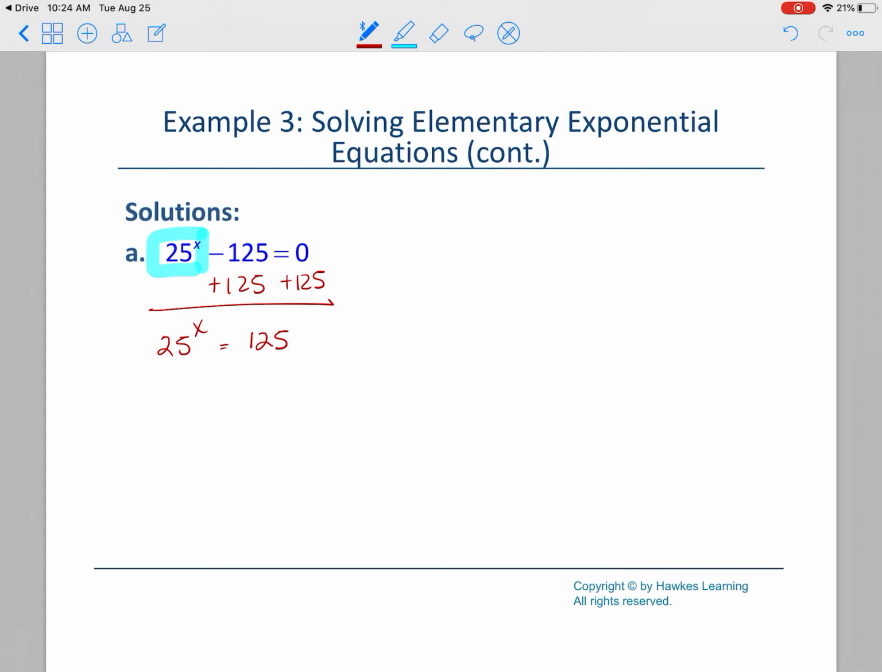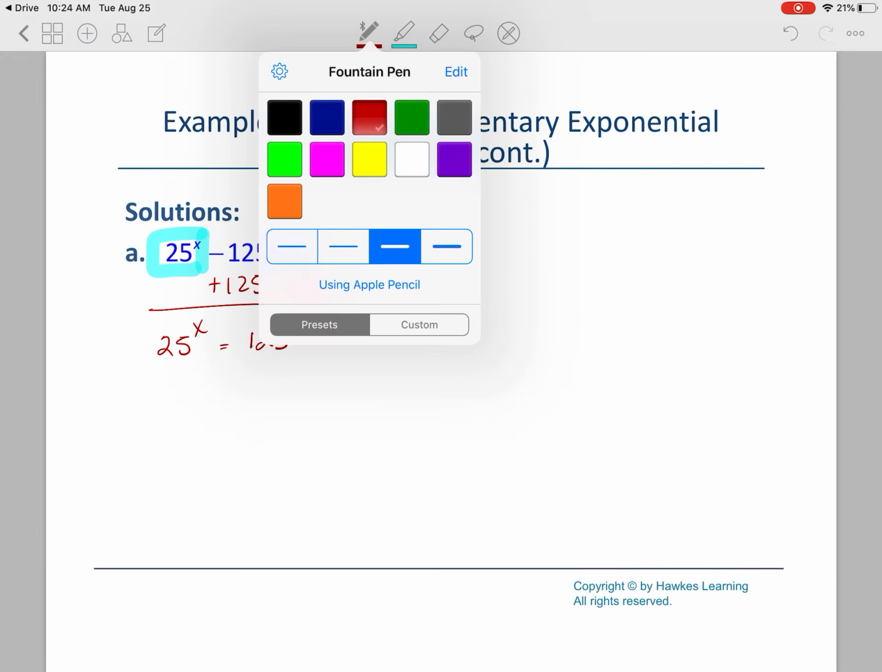The exponent has been isolated now. Next thing is to get my bases the same. Sometimes all I have to do is change one base. Sometimes I have to change both bases. Here I'm going to have to change both bases. Both of these can be changed into a base of 5.